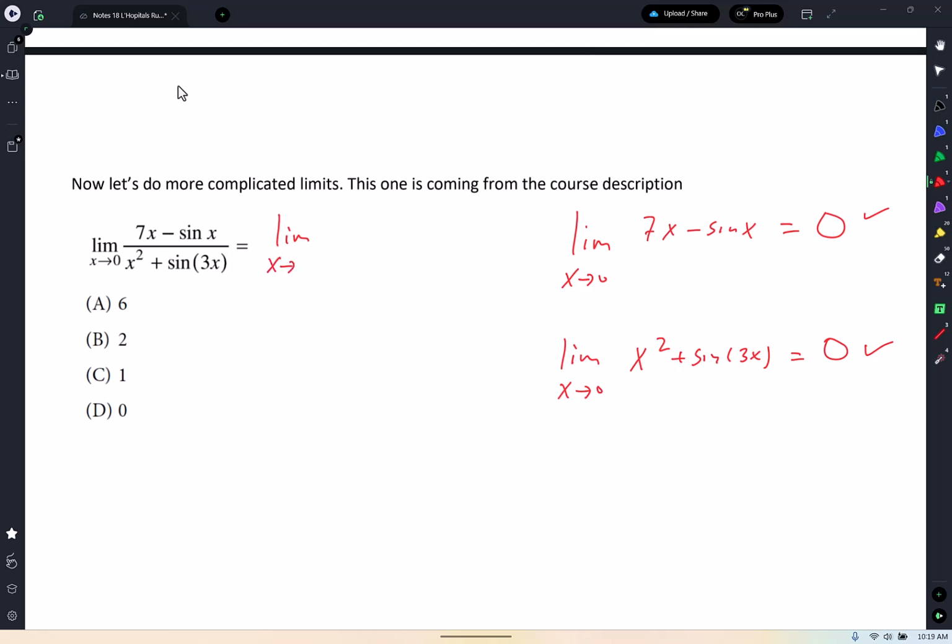Just take the derivative of the numerator and denominator. What's the derivative of the numerator? 7 minus cosine x over 2x plus, what's the derivative of sine 3x?